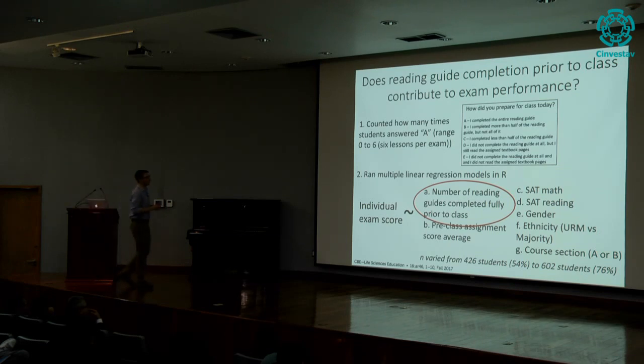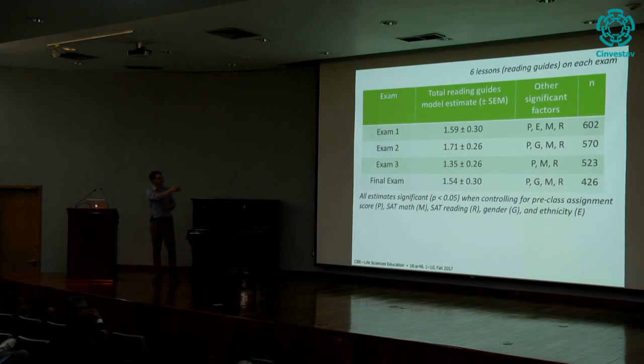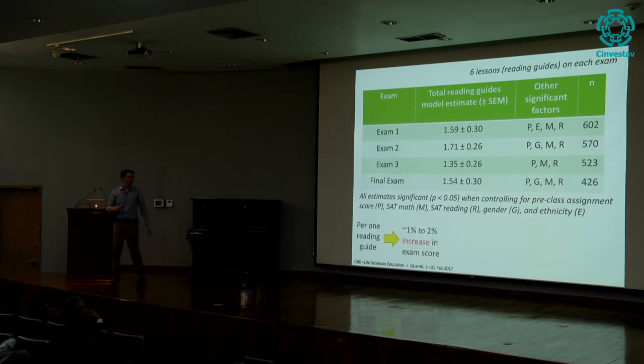I'm not going to show you the entire model output, I'm just going to summarize it for you. But basically what I found was that we had 4 exams in that course, 3 midterms and a final. And for each exam, for every reading guide you did, we saw a positive effect. Meaning that for one reading guide, this is the bump or increase you get on an exam score, just for one of them. So for one reading guide, we saw, with the errors here, anywhere from a 1 to 2% increase in an exam score.